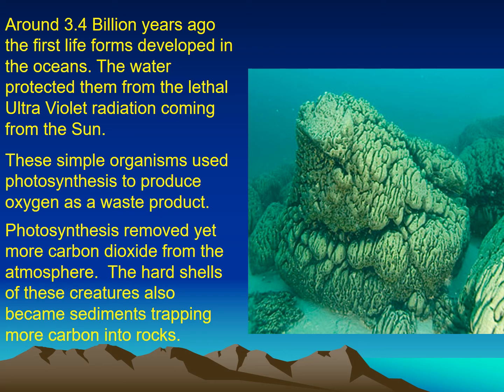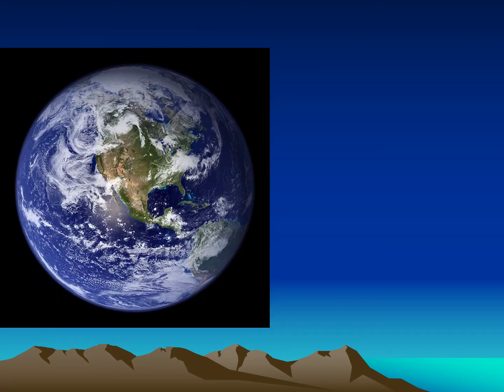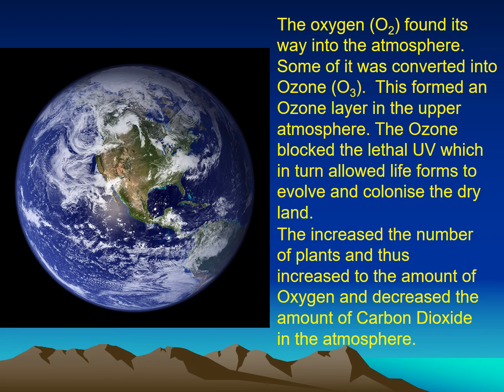So see this process here, we're reducing the amount of carbon dioxide in the atmosphere and increasing other elements. Because if you think about photosynthesis, it produces oxygen. So that oxygen then starts to find its way into the atmosphere. Some of it's converted into ozone, which is O3, so 3 oxygen atoms joined together. And this formed an ozone layer in the upper atmosphere.